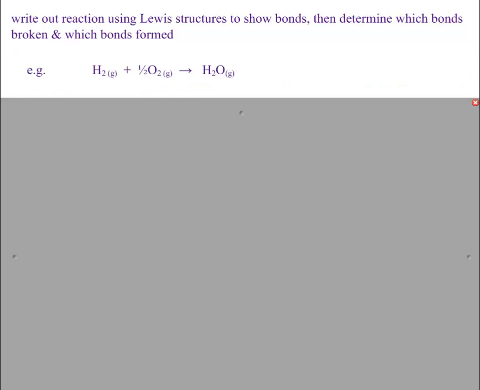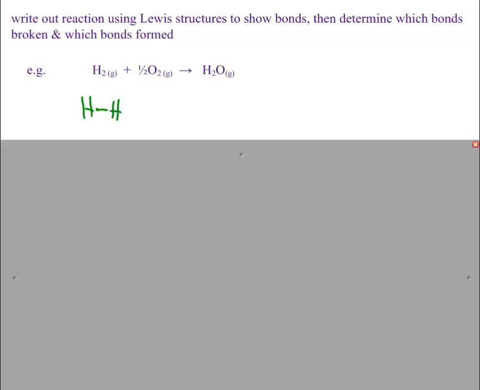So we're going to take a look at this reaction. Back to our favorite, hydrogen plus oxygen gives us water. So if we draw it out in terms of a Lewis structure, it'll look like this. There's a single bond between the two hydrogens, a double bond between the oxygens, and two O-H bonds in the water. So there is our chemical reaction written out in Lewis structure format as we did in symbols above.